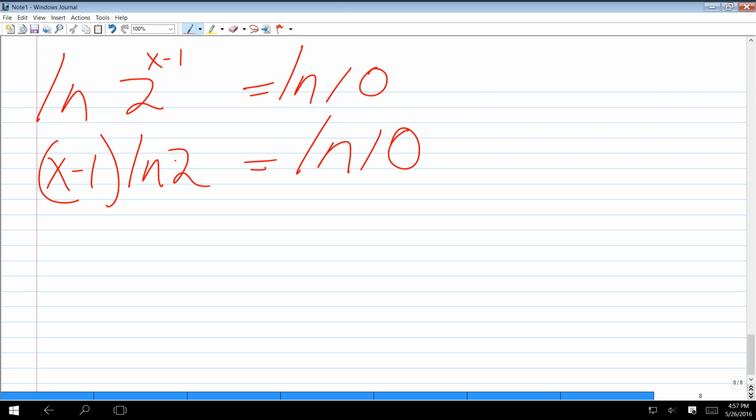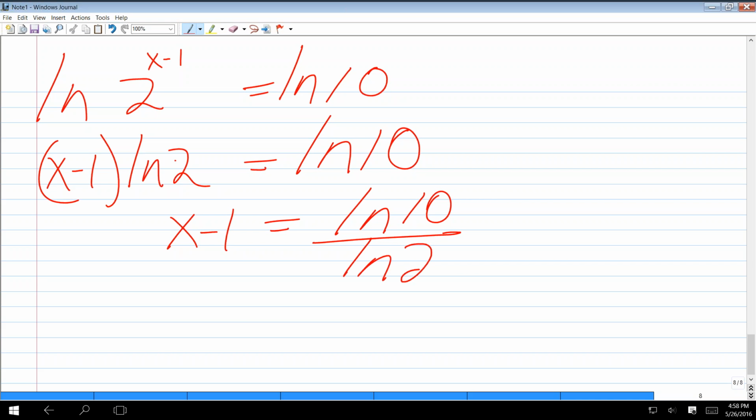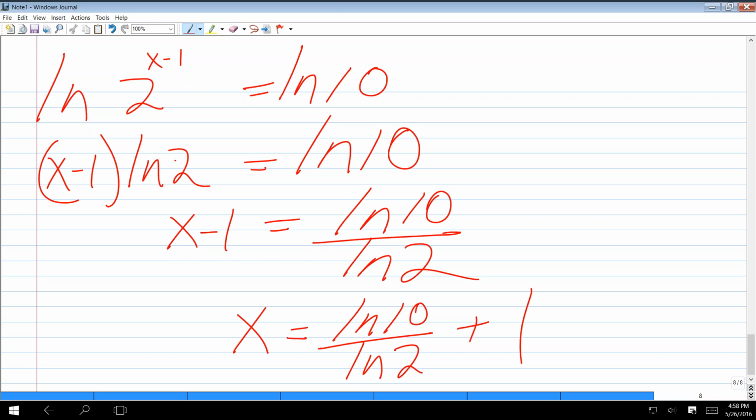Okay. We're trying to solve for x. What's the next step? Next step is to divide by natural log of 2. And finally, the last step. X minus 1 equals natural log of 10 over natural log of 2. Plus 1, if I'm solving for x. And you can leave it like that, or should I actually? Yeah, no, that actually is your most accurate answer.